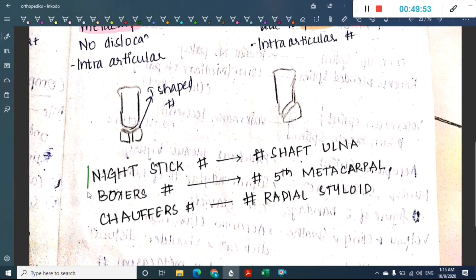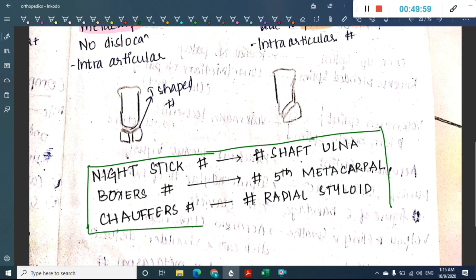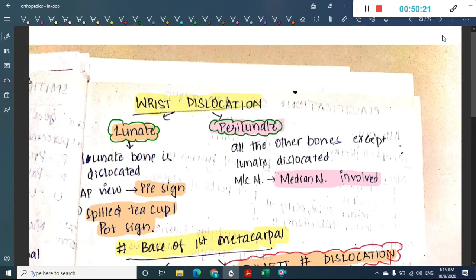Named fractures: we have something called nightstick fracture. What is nightstick fracture? Fracture of the shaft of the ulna is called nightstick fracture. Then boxer's fracture. What is boxer's fracture? Fracture of the fifth metacarpal is called boxer's fracture. Then what is Chauffeur's fracture? Chauffeur's fracture is fracture of the radial styloid.